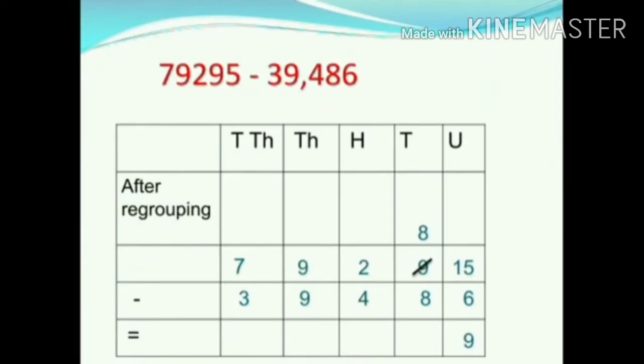Now subtract tens place digits. In the tens place we have 8 and 8. 8 minus 8 equals 0. Write 0 in tens place. Next we should subtract hundreds place digits.